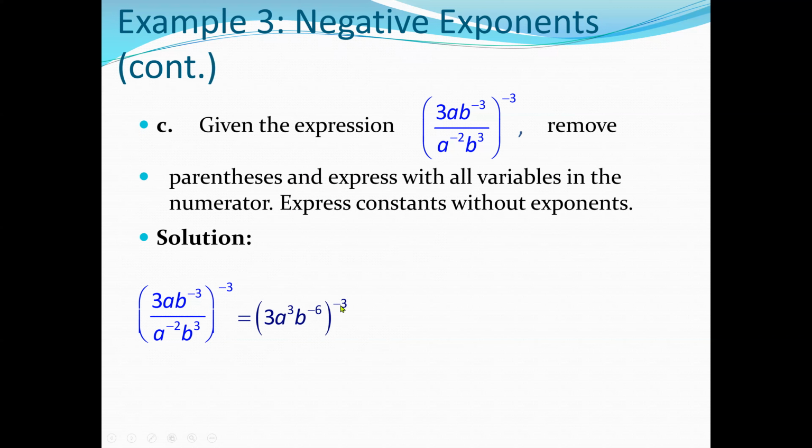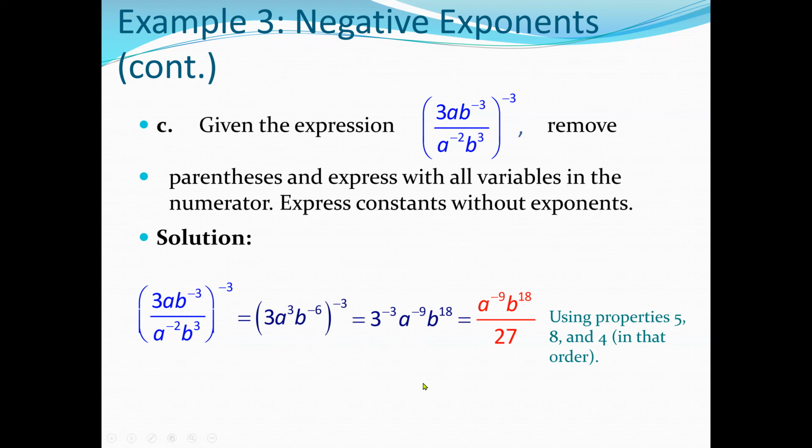Then everything raised to the power negative 3. Now we can multiply the negative 3 by everything. So we get 3 to the power negative 3, a to the power negative 9, because negative 3 times 3 is negative 9. Then negative 6 times negative 3 will give me positive 18. Then this will give me 3 to the power negative 3. We can bring it down, and 3 to the power 3 is 27.